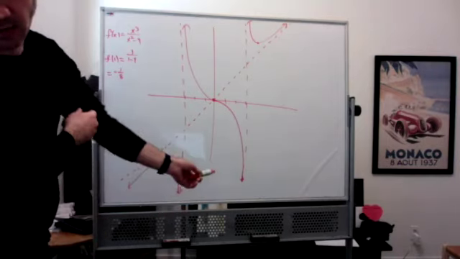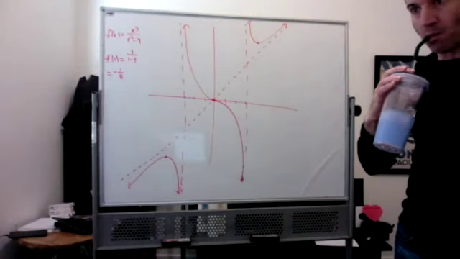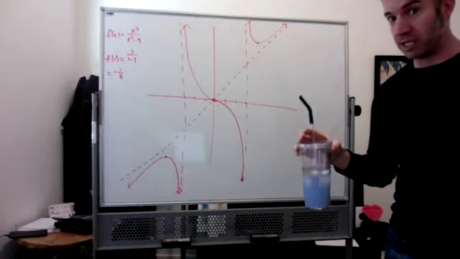Yeah, SA is slant asymptote. Also called an oblique asymptote by some people.